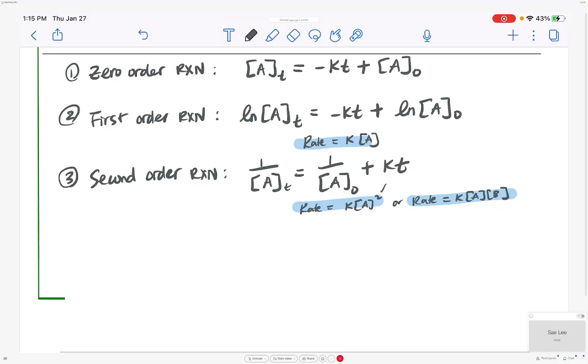So here, second power, and here, the sum of the powers will be 2.